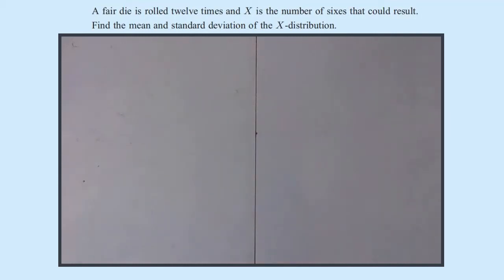A fair die is rolled 12 times and x is the number of sixes that could result. Find the mean and standard deviation of the x distribution.